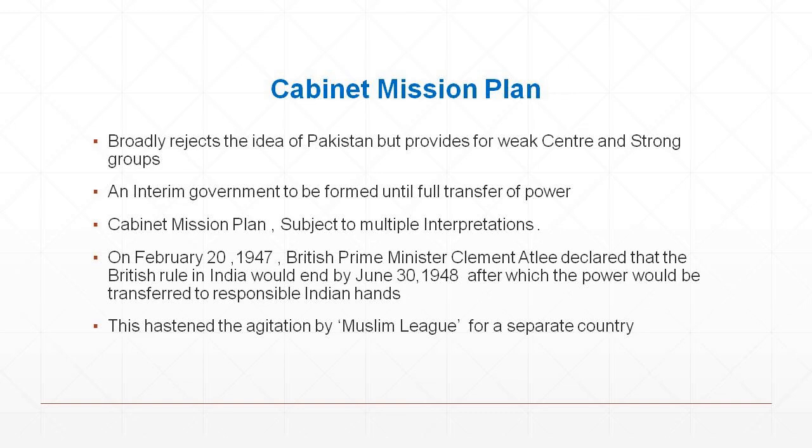On February 20, 1947, the British Prime Minister Clement Attlee declared that the British rule in India would end by June 30, 1948, after which the power would be transferred to responsible Indian hands. This announcement was followed by the agitation by the Muslim League demanding partition of the country.